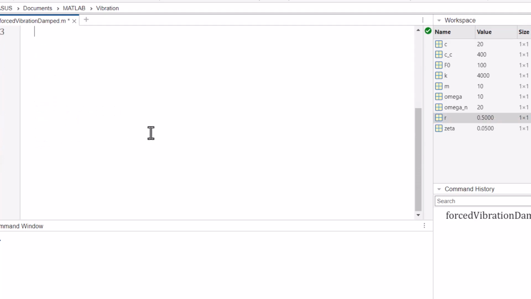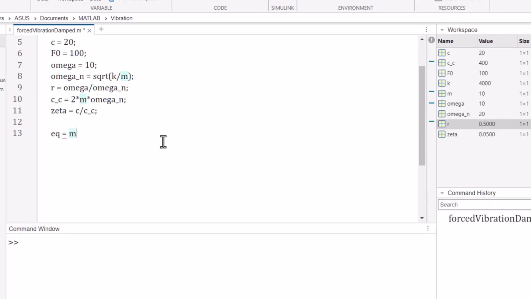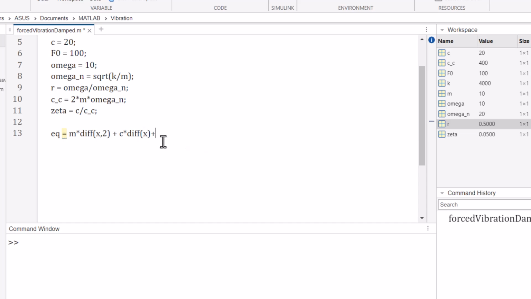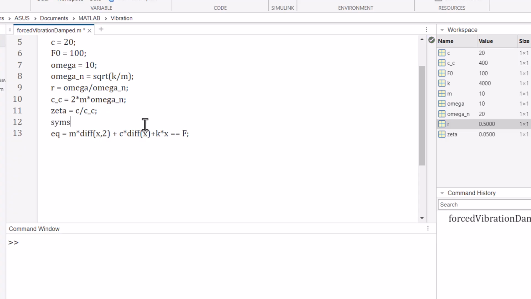Now I want to solve it using the dsolve command. So what was the equation? The equation is m times the second derivative of x plus c times the first derivative of x plus k times x. It is equal to f. So I have to define x as a symbolic function of t, and I have to define f as f naught times cosine of omega times t. So when I define x as a function of t, t is also defined, and I can define f as a function of t too.